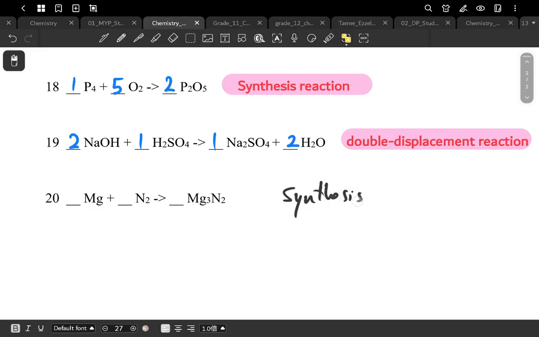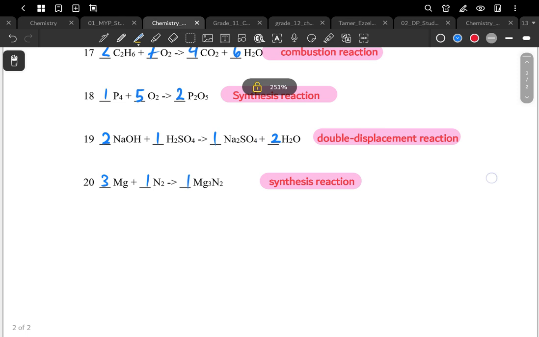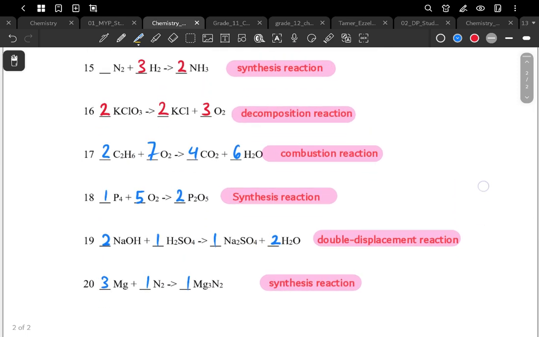The final one is the synthesis reaction. In this synthesis reaction, the magnesium reacts with nitrogen to form magnesium nitride. Okay, nitride, not nitrite. Mg3N2, so I'm going to add 3 here, and it's balanced, right? Now it is balanced.